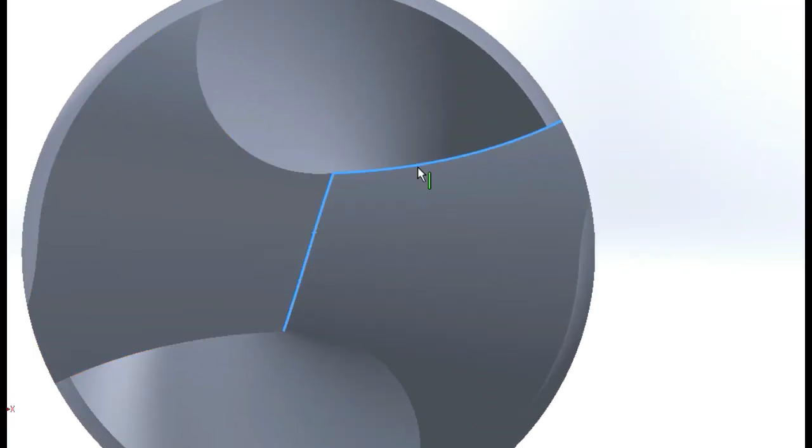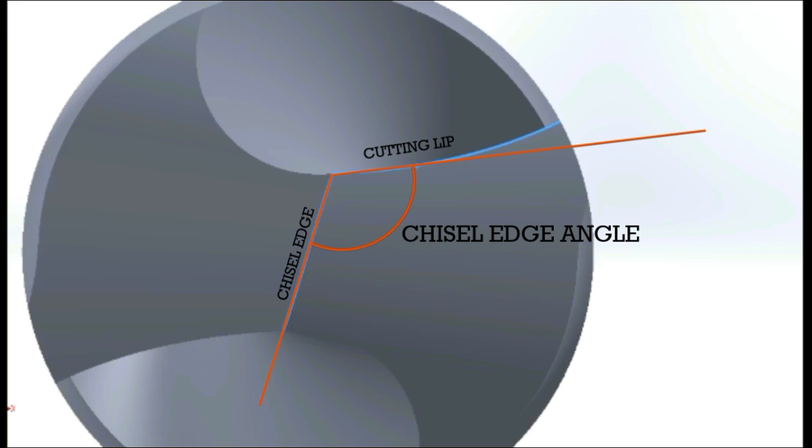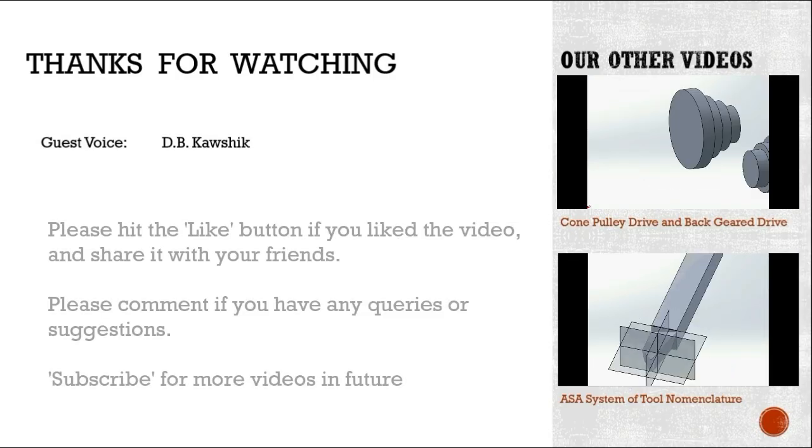The chisel edge angle is the angle between the chisel edge and the cutting lips. It is an indication of the lip clearance. So these were the main features of a drill bit.